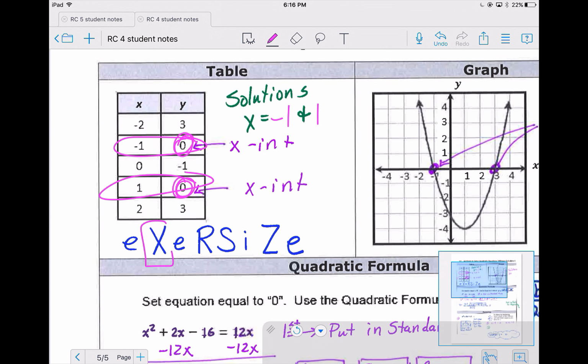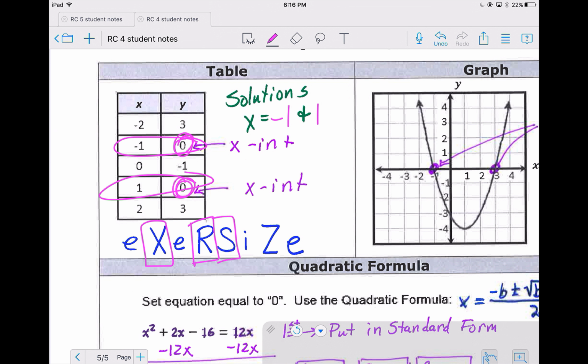This little device down here is something that was approved that you can put in your baggie before your EOC. And the X, the R, the S, and the Z are all capitalized. These help you know that x-intercepts, roots, solutions, and zeros all mean the same thing. They're all different words that all mean the same thing. The capital letters help you remember x-intercepts, roots, solutions, and zeros all mean the same thing. The lowercase letters are just fillers in the word to help you remember the word exercise as what are exactly the same.